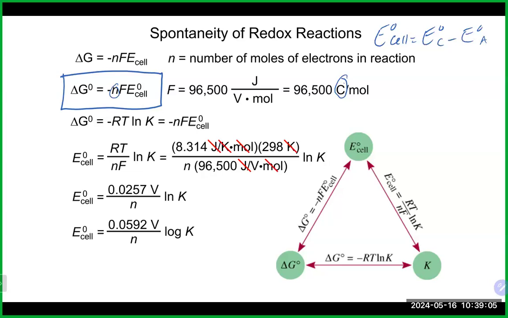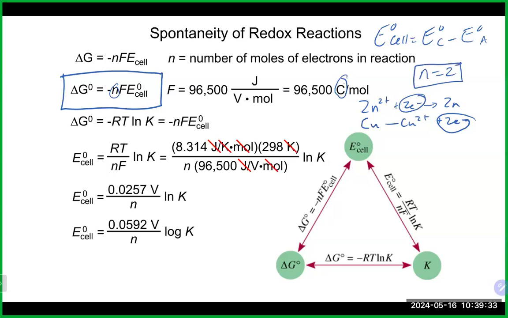So when we look at a half reaction, for example, like our zinc and our copper, with an oxidation and a reduction half reaction, when we would go to get n for this reaction, n would actually equal 2.